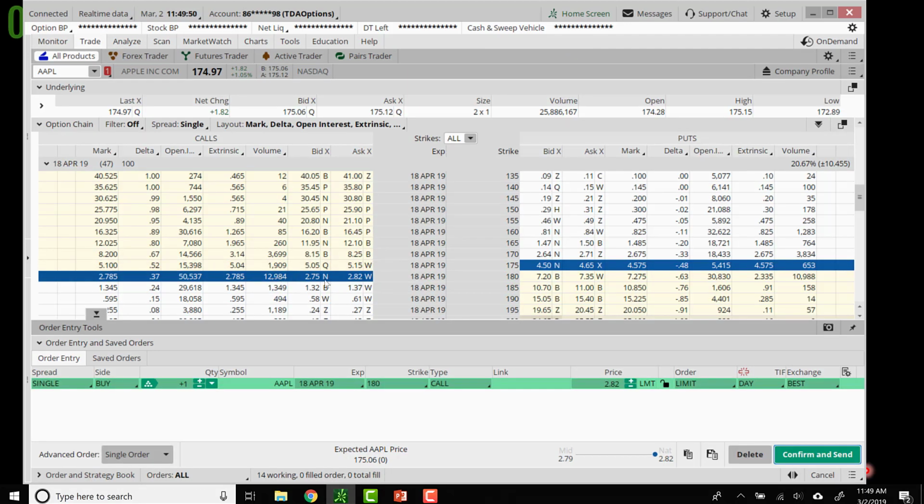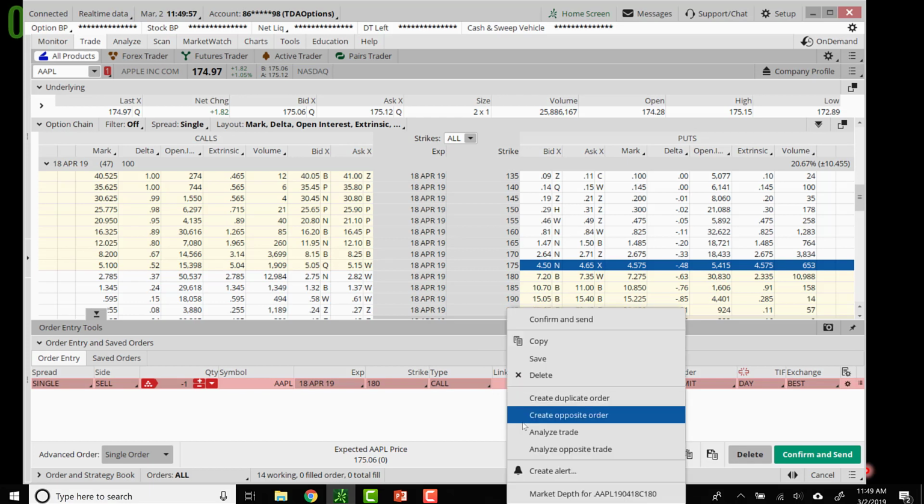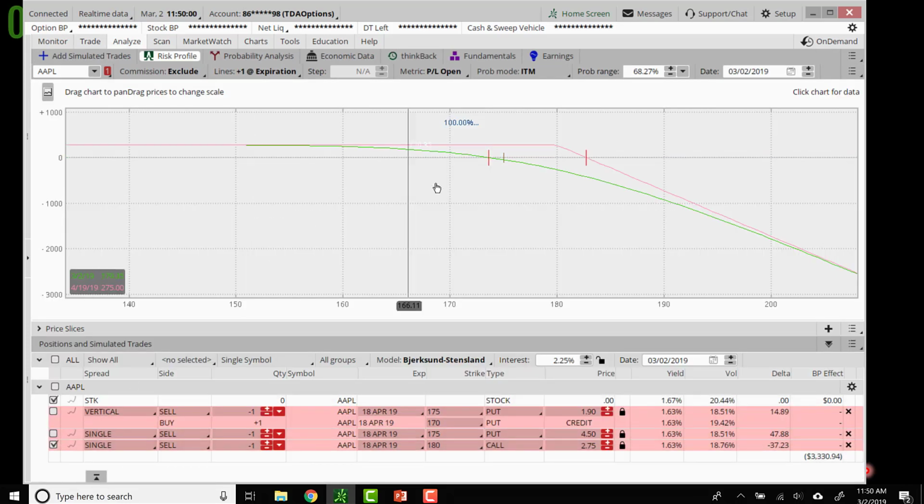Now let's look at the call side. So if I were to sell a short call at 180, this is how it will look in the P&L diagram. So I collect an initial premium of $2.75, but my maximum loss is unlimited. The stock can go to infinity and my losses will be huge. And the buying power reduction is $3,330. Too big an amount for a small option trading account.